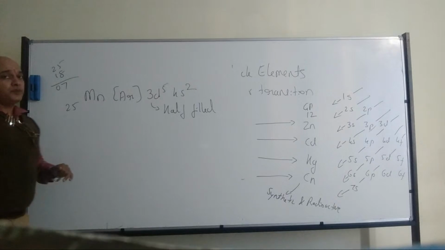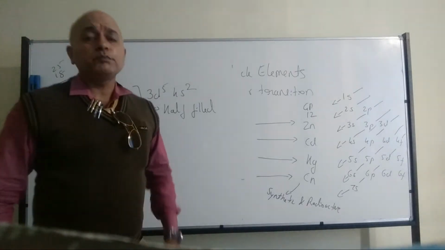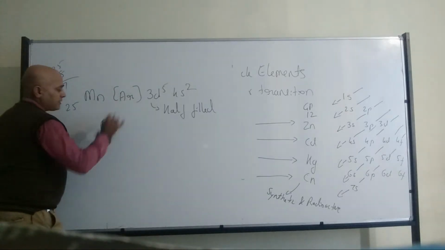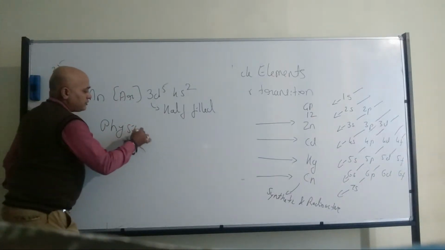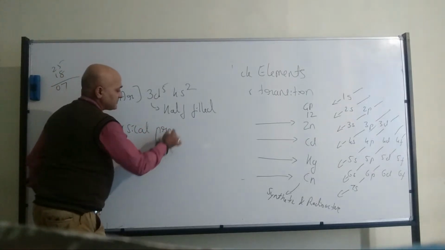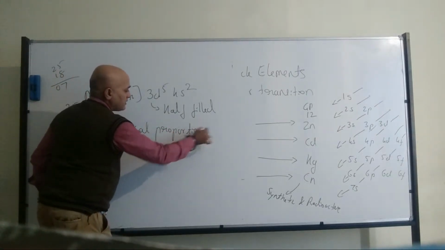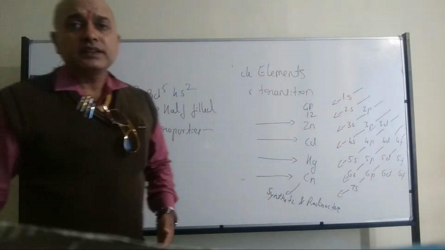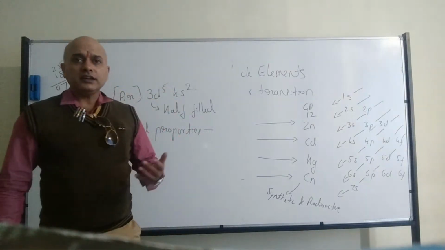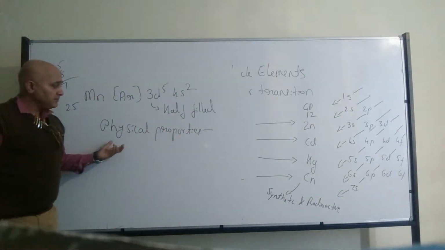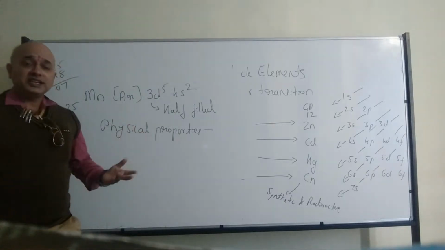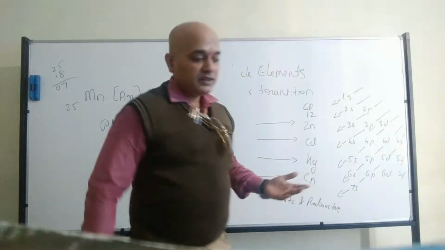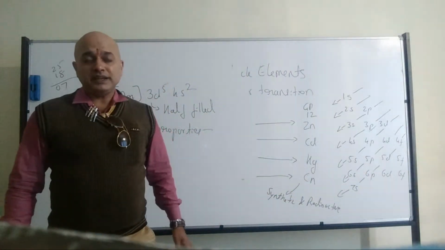So now, when I am talking about physical properties, I am coming to the d block elements. Remember this. Physical properties are nothing but melting point, boiling point; they all come under physical properties. Since we are dealing with the transition elements, why are they called transition elements? That should be answered first, right?